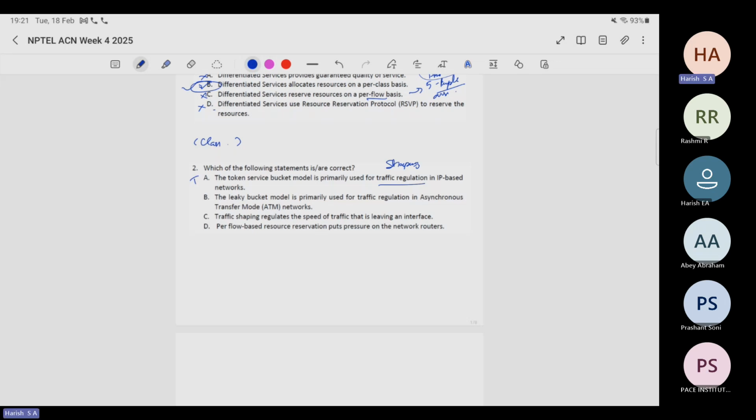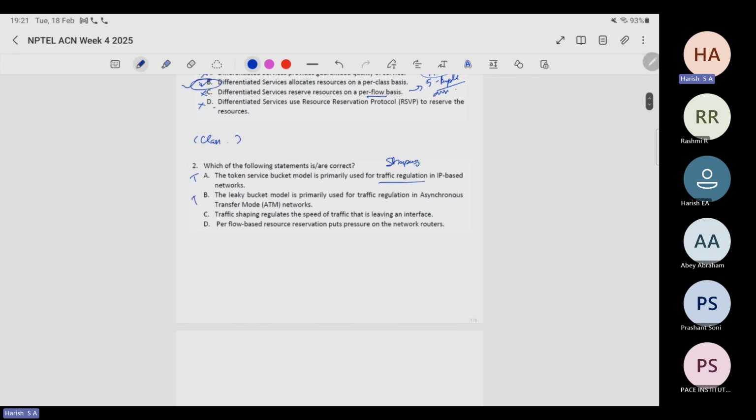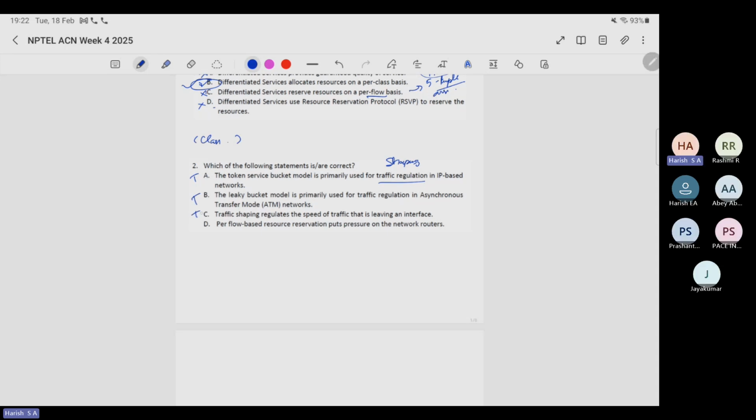So again, the leaky bucket model is primarily used for traffic regulation in asynchronous transfer mode networks. It is used in ATM networks. This is directly from the video. This is also true. Traffic shaping regulates the speed of traffic that is leaving an interface. Yes. So traffic shaping is basically like you reduce the amount of traffic that is being put onto a particular link because you want to shape the traffic. You want to modify the characteristics of the traffic. Okay? And then per flow based resource reservation puts pressure on network routers.